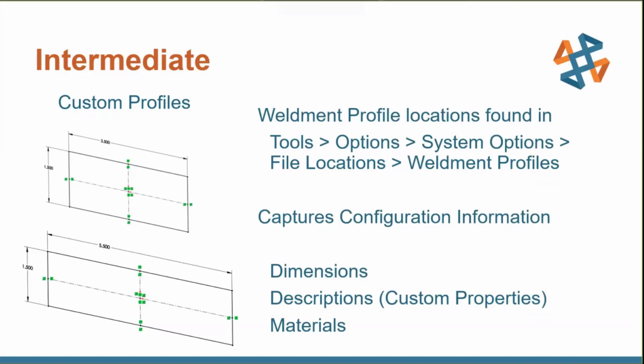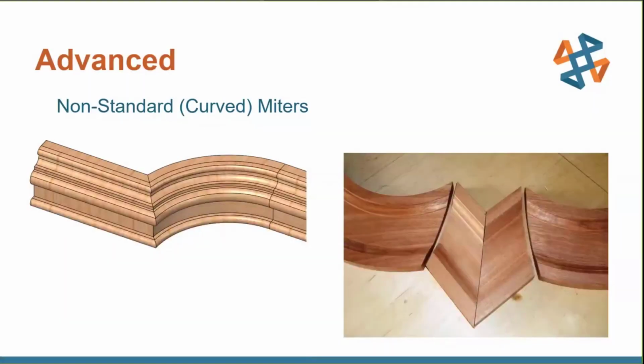So that leads me to my last topic. My last topic is what I consider advanced, and that's what to do when you have non-standard miters. In this case, what I have is a very unique miter, essentially, and it's a curved miter. So it's where you have something that's non-45. They don't exactly meet in a traditional way, so you have to create your own end condition or your own trim.